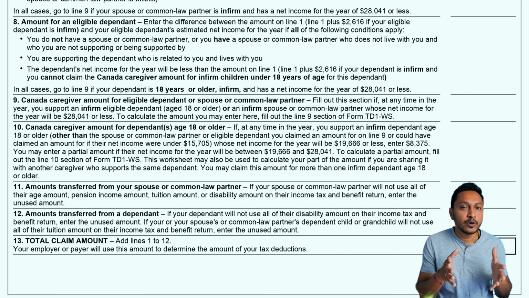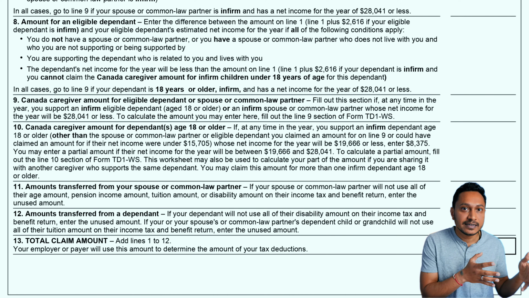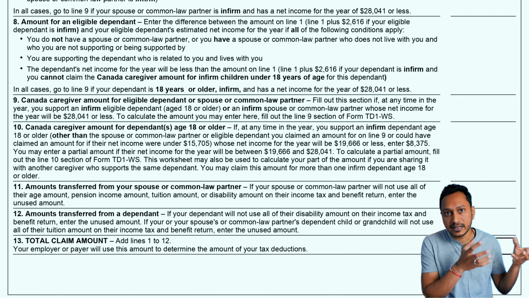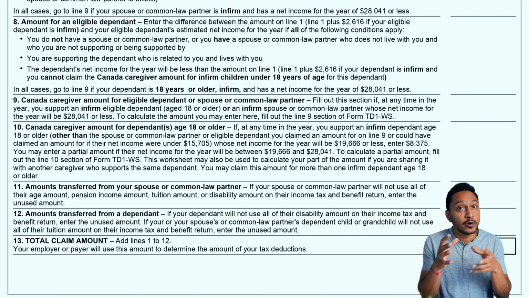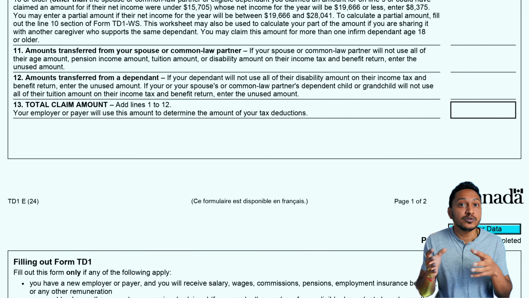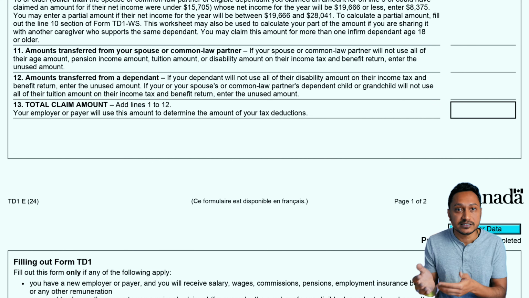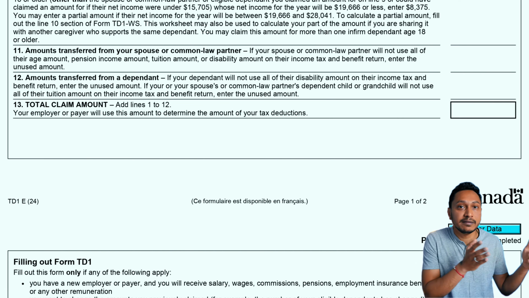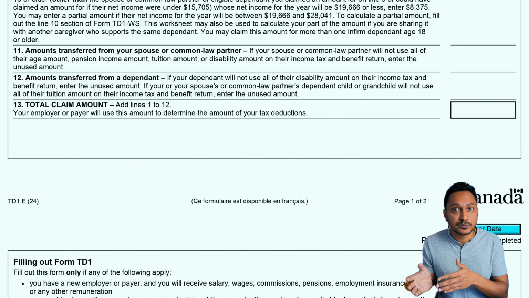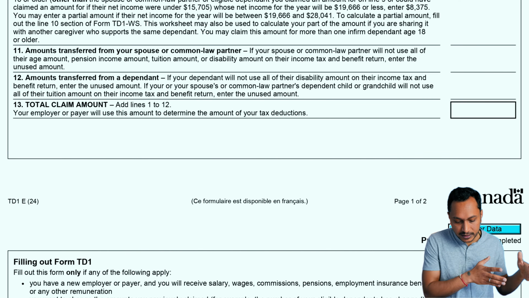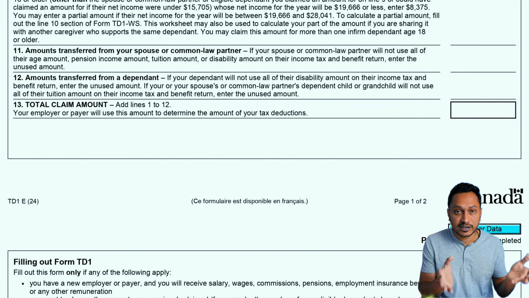Now, let's say you are a spouse of a student in Canada. In that case, if they are not working and they are not able to claim their tuition amount, and if you have a good salary in Canada right now, you can claim that tuition fees in your TD1 form, so you don't have to pay additional taxes here. But please remember, you cannot claim twice because you are already claiming your spouse's amount. They cannot claim. Number 12 is the amount transferred from a dependent, which again, put 0.